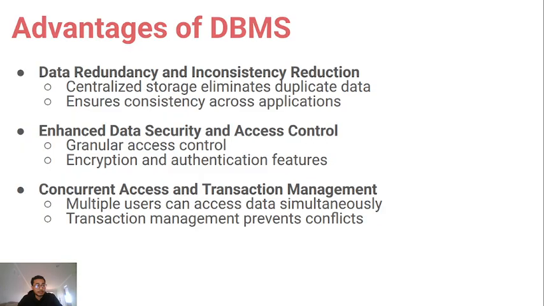The next one is concurrent access and transaction management. Multiple users can view and alter data without interfering. The DBMS ensures data integrity through locking mechanisms and transaction management. For example, if two bank tellers attempt to operate the same account at the same time, the DBMS ensures that both transactions are completed accurately and without data corruption, which traditional file systems struggle with.